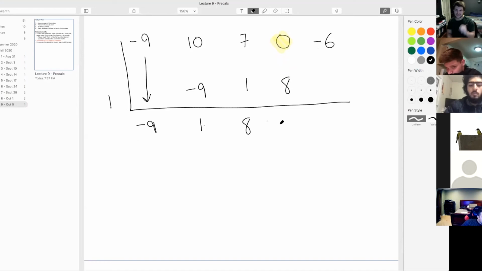So I hope everyone is kind of seeing the general model that I'm following here. Now add up this column. I have 0 plus 8. So I get an 8 here. Okay, and now do 8 times 1, which is 8. So I put that here. And now you add up the final column. So you do -6 plus 8, which is 2. And you're done. So 2 is the remainder.